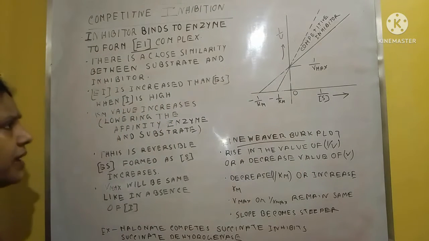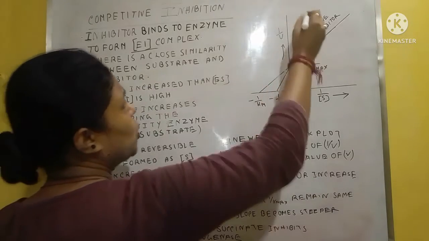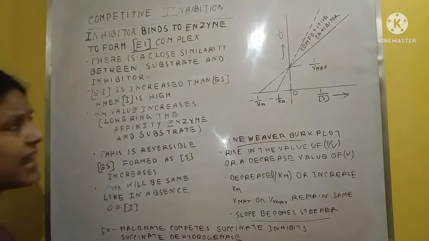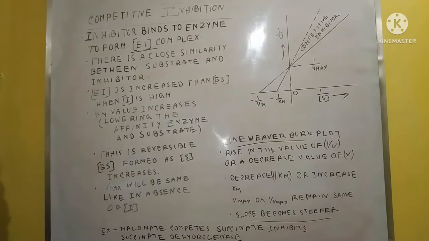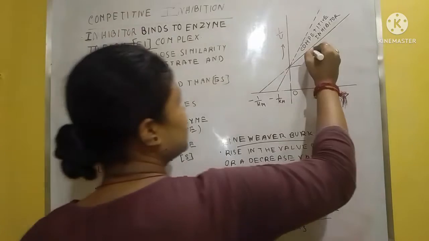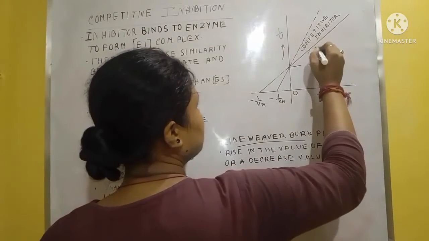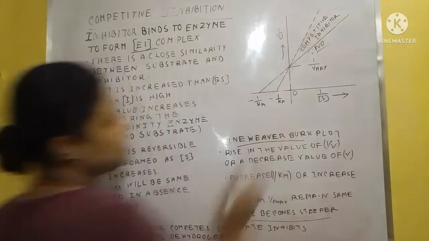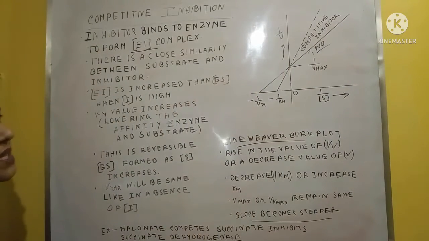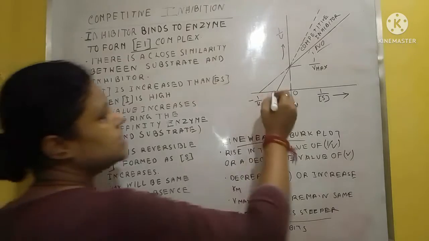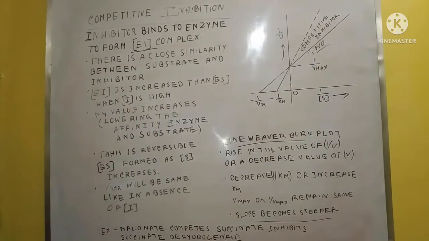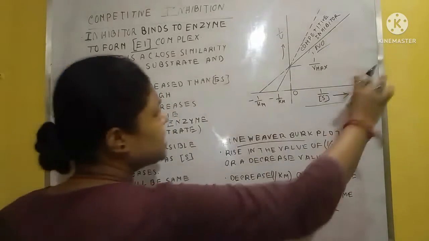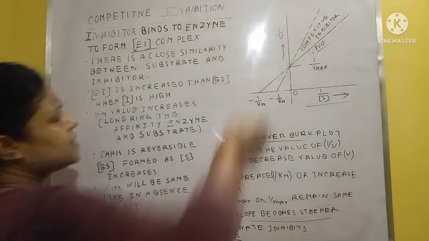Clear? So here the slope becomes more steeper. Actually in the case of the double reciprocal plot, if the inhibitor is absent, no inhibitor, this kind of slope you can see. But when the inhibitor is present, the slope becomes steeper and this kind of line is formed. Clear? And here 1 by S is plotted here, and 1 by V, that is velocity, is plotted here.